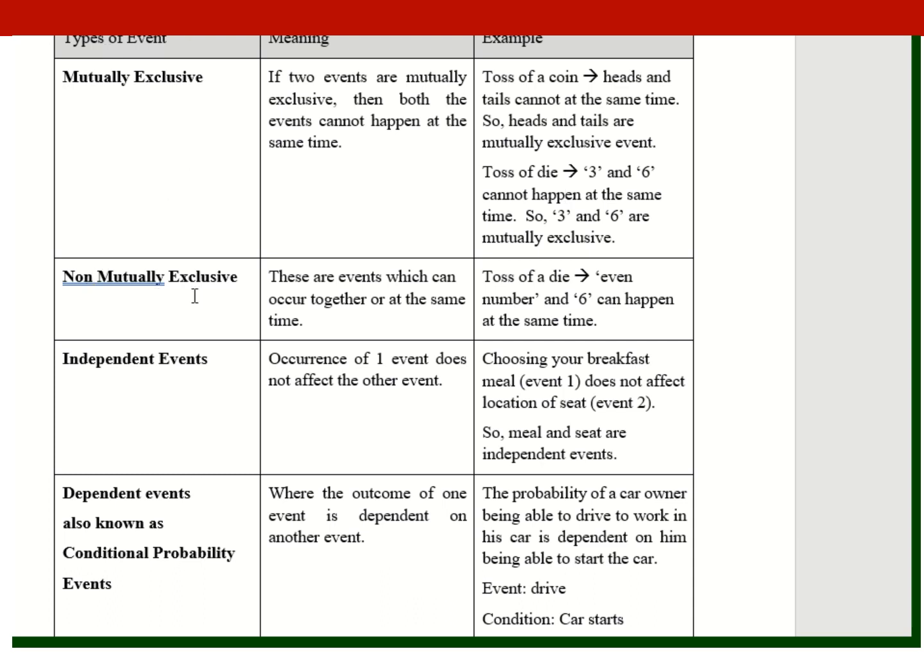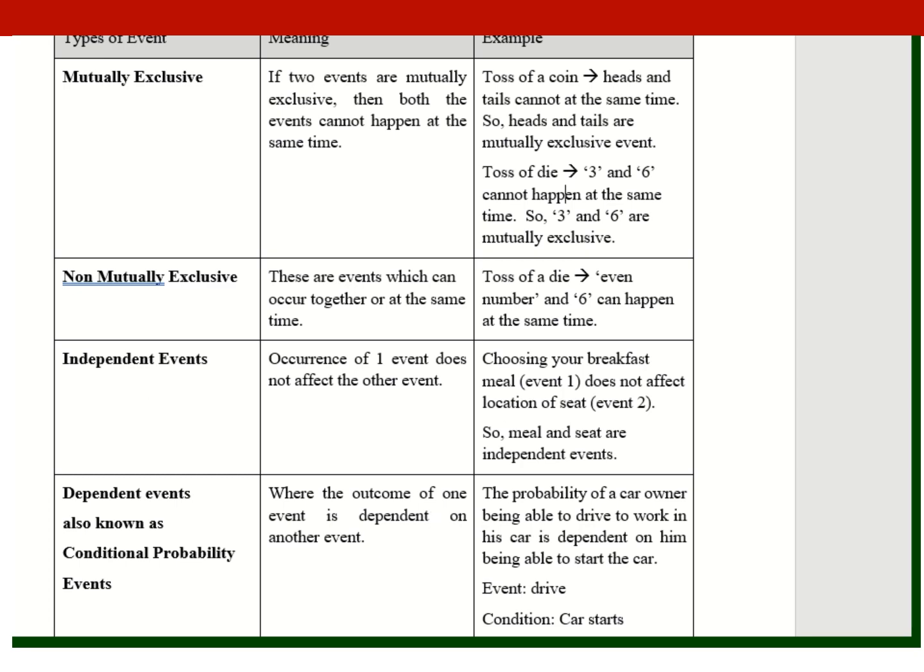So non-mutually exclusive simply means the opposite of this. That means the events can happen together. When you toss a die, an even number and 6 can happen at the same time, right? When I roll the die, I can get an even number because 6 is an even number. So if I get a 6, and it is an even number, it can happen at the same time.